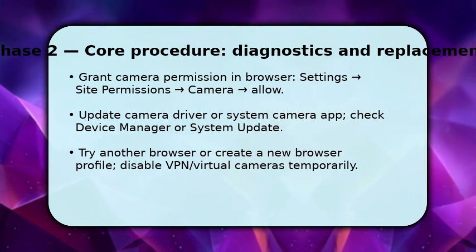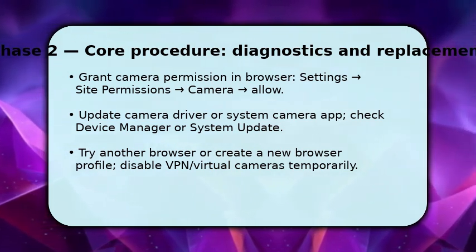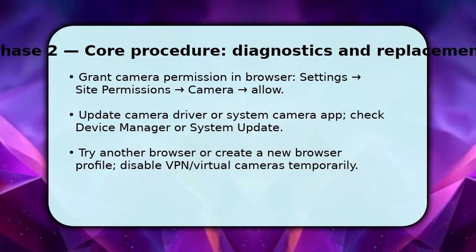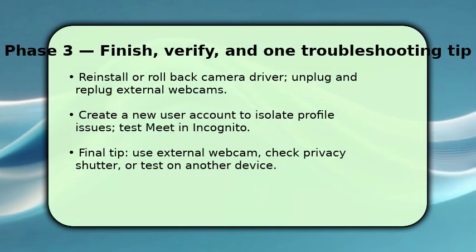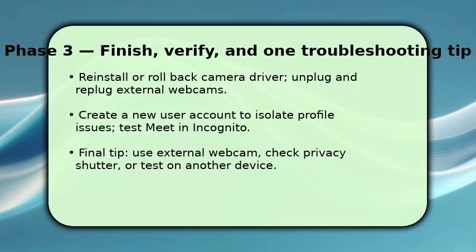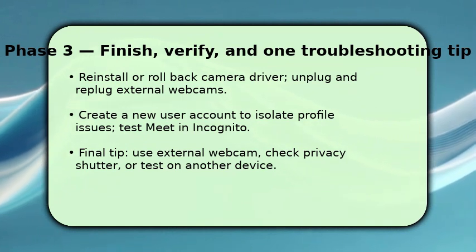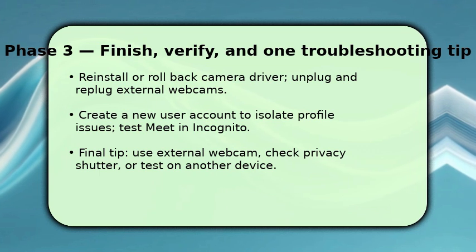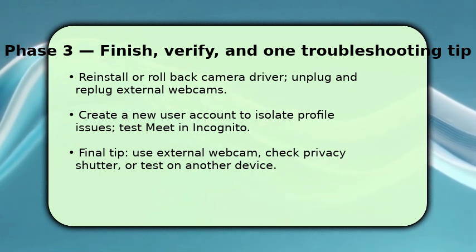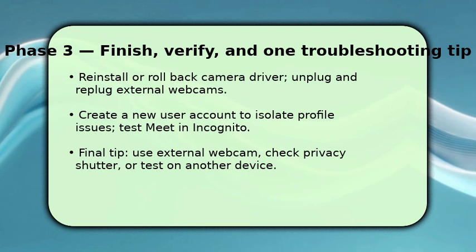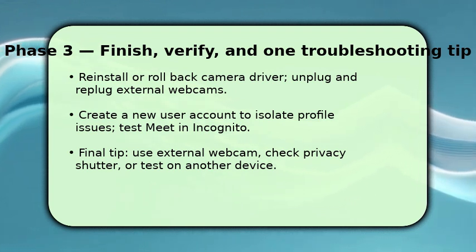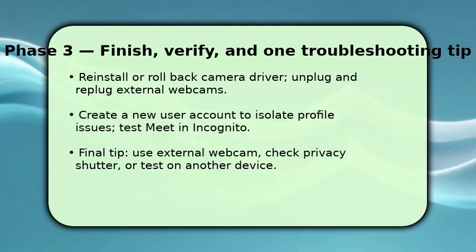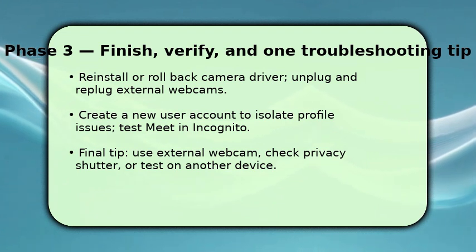Also, finish by resetting the camera stack so Meet can access it reliably. Uninstall and reinstall the camera driver, or roll it back if a recent update caused the issue. For external webcams, unplug and replug to force redetection. Create a new user account or use an incognito window to isolate profile problems, and then join a quick test meeting to confirm video. If it still fails, try an external webcam or another device. This single troubleshooting step tells you if the problem is hardware versus software.